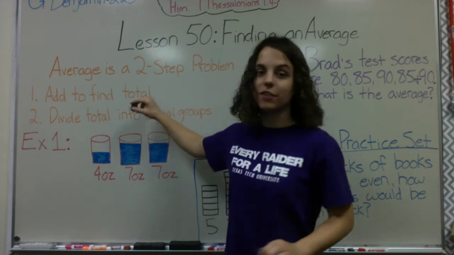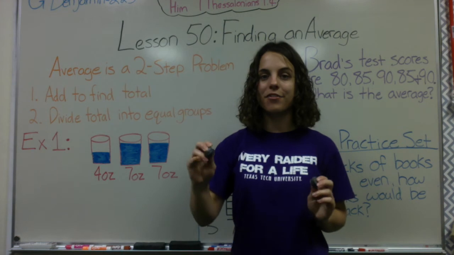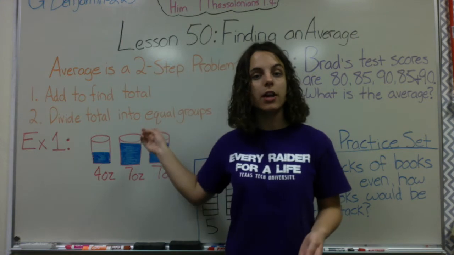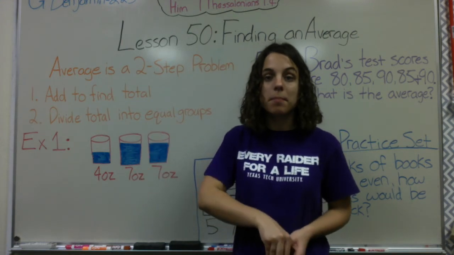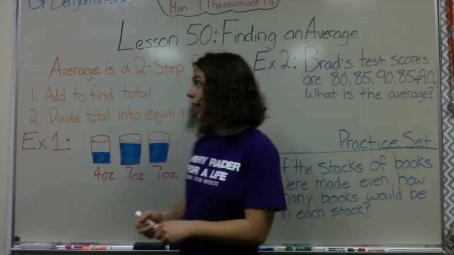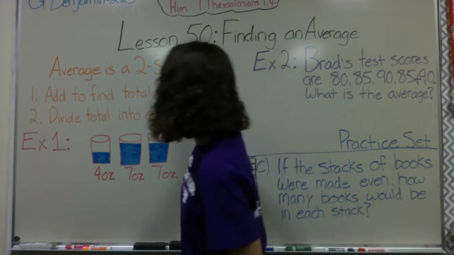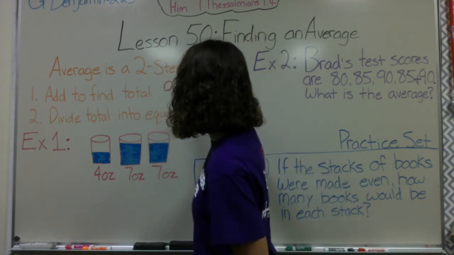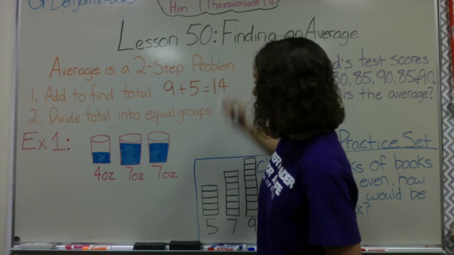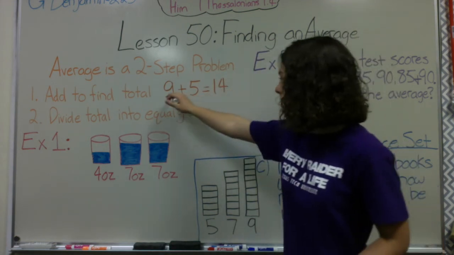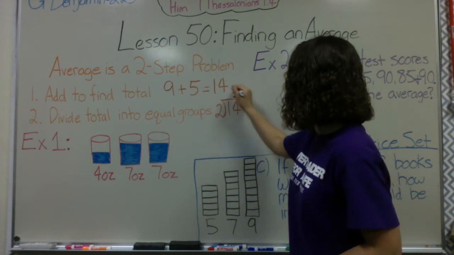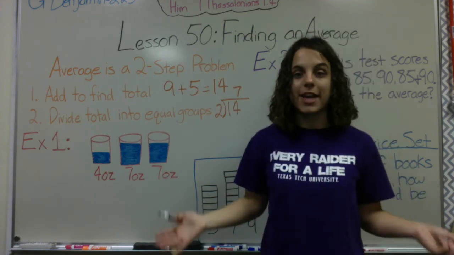First I add to find the total. I had my stack of 9 and my stack of 5, combined them, had 14, and then I divided them into my equal groups. And the way I know how many equal groups is I combine them into however many add-ins I had before. When I say add-ins, that's numbers that are being added together. So to find my total, I had 9 plus 5. That's 2 add-ins, equals 14. I divided it into equal groups. 14 divided by 2 is 7. So that's how I find the average every single time.